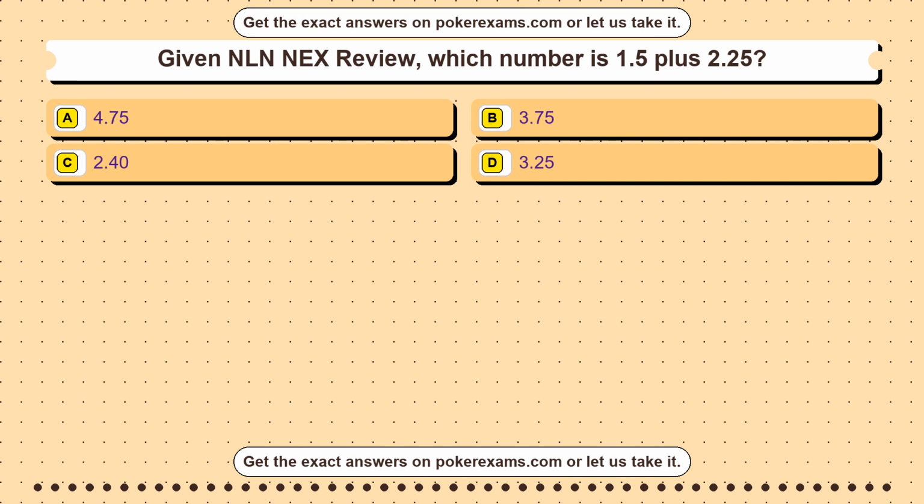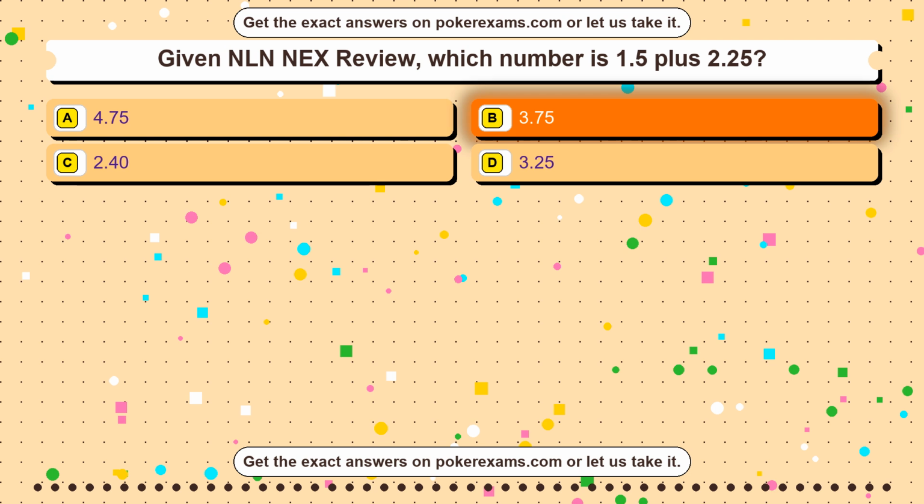Question 28. Given GED reading practice test, which graph is best for showing change over time? Option A Venn diagram. Option B line graph. Option C pie chart. Option D map. The correct answer is option B.